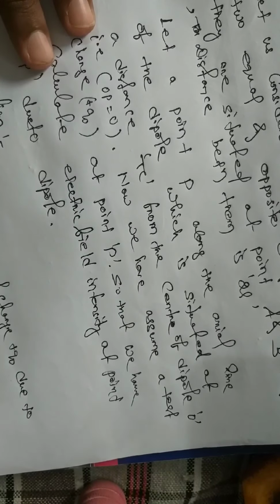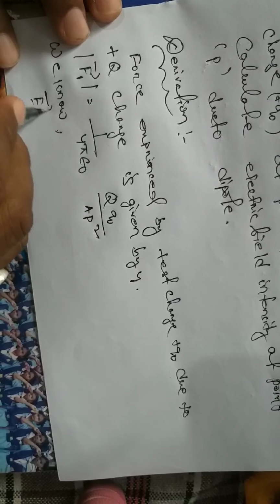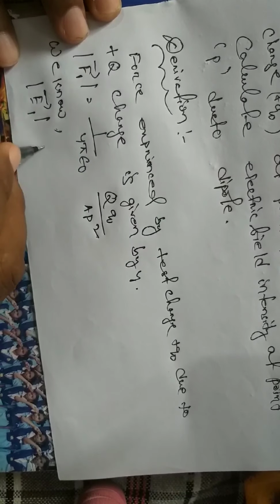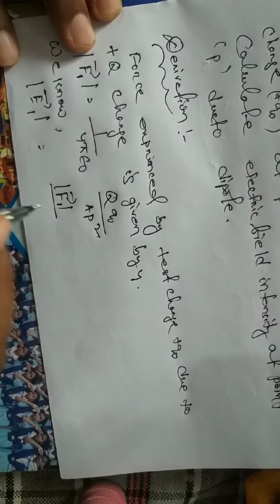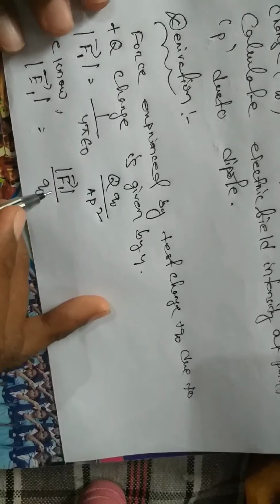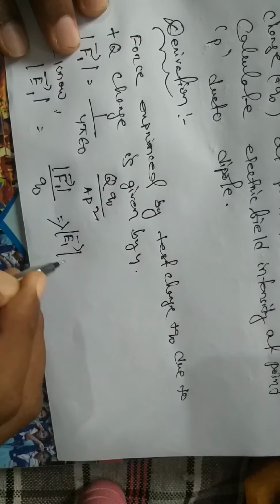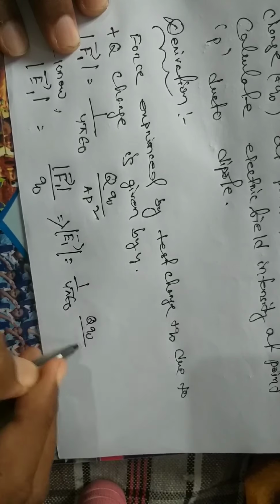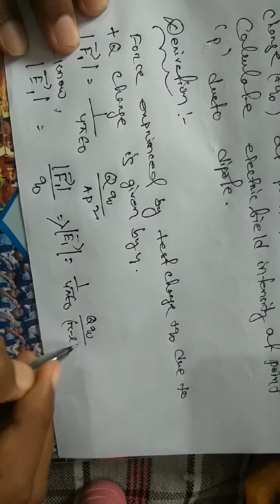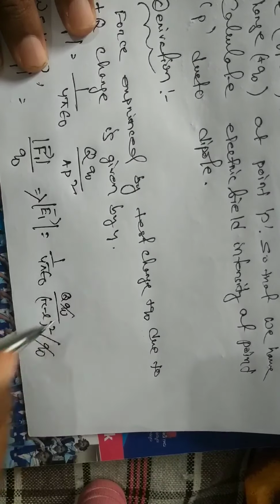We know the electric field intensity E1 equals the force experienced by a test charge, that is F1 vector by Q naught. So we write E1 vector, that implies magnitude of E1 equals 1 by 4 pi epsilon naught times Q Q naught by AP square, that is (r minus l) whole square, divided by Q naught. So Q naught cancels out.